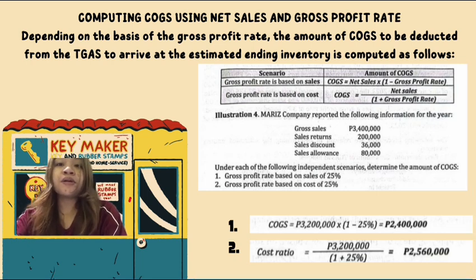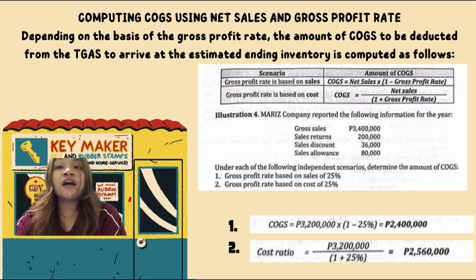Marie's company reported the following information for the year. The gross sales is 3,400,000. Sales return is 200,000, sales discount is 36,000, and sales allowance is 80,000. Compute each of the following independent scenarios to determine the amount of COGS. Number 1 is gross profit rate based on sales of 25%, and number 2 is gross profit rate based on cost of 25%. So scenario 1, gross profit rate is 25% based on sales.